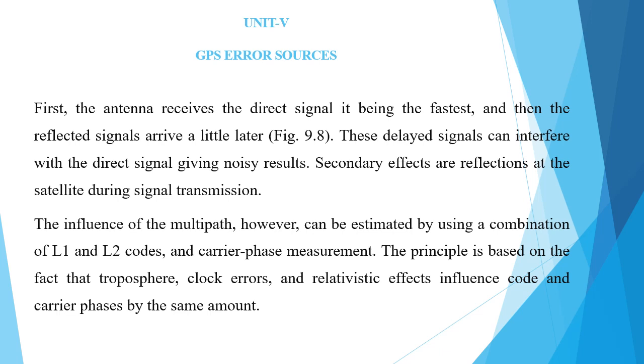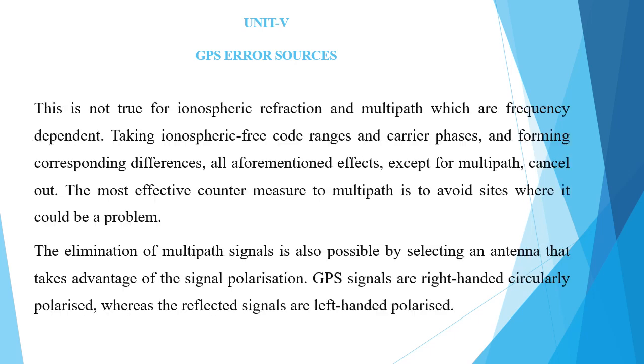Secondary effects include reflection at the satellite during signal transmission. The influence of the multipath, however, can be estimated by using a combination of L1 and L2 codes and carrier phase measurements. The principle is based on the fact that troposphere, clock errors and relativistic effects influence code and the carrier phase by the same amount. This is not true for ionospheric refraction and the multipath, which are frequency dependent. Taking the ionospheric free code range and carrier phase and forming corresponding differences, all common effects expected for multipath cancel out.